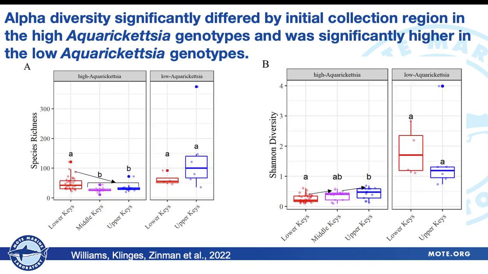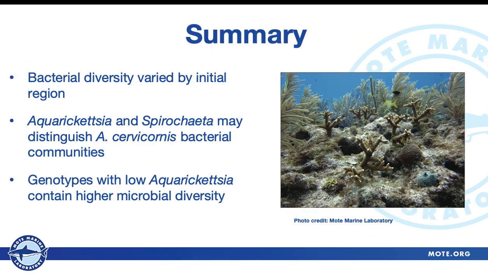So when we looked at our low Acropora genotypes, we actually found no significance by initial collection region. We did, however, find that our low Acropora genotypes are significantly higher in alpha diversity than our high Acropora genotypes. So basically what this comes down to is you remove Acropora and alpha and beta diversity appear to increase.